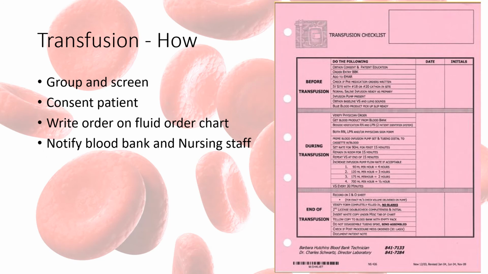The process of ordering packed red blood cells is important for any junior doctor to know, as if the appropriate steps are not followed, it can delay the whole process of giving blood to a patient who may be in significant need. The first step is to obtain a group and screen, which should be obtained with the initial set of bloods if a significant anemia is suspected.